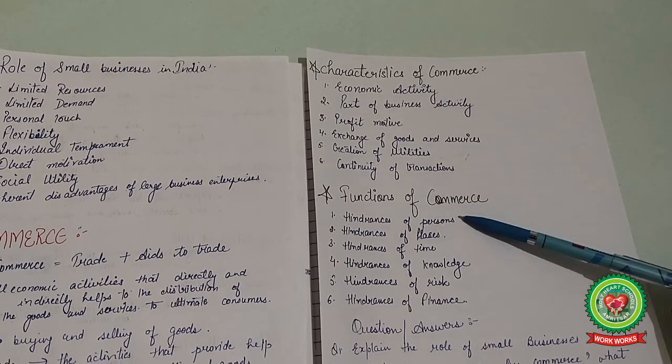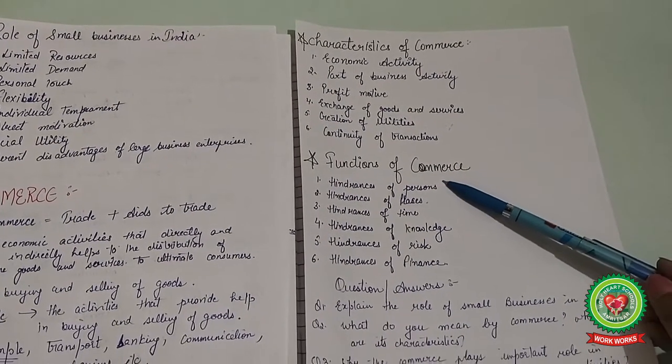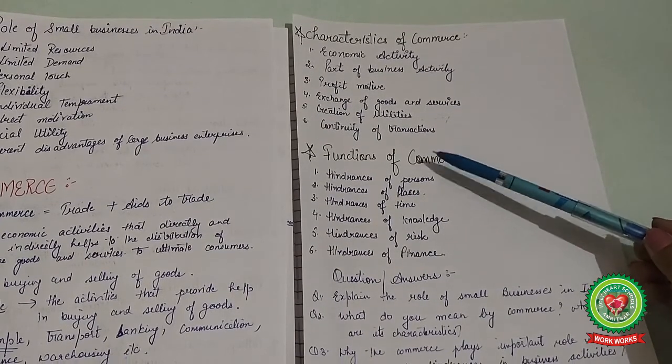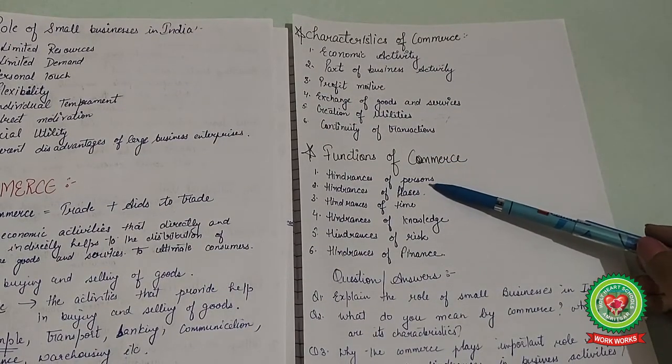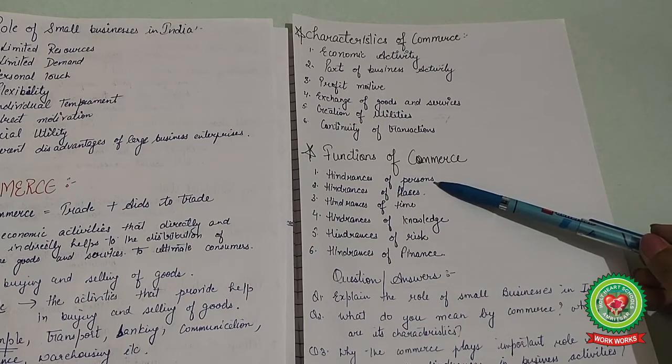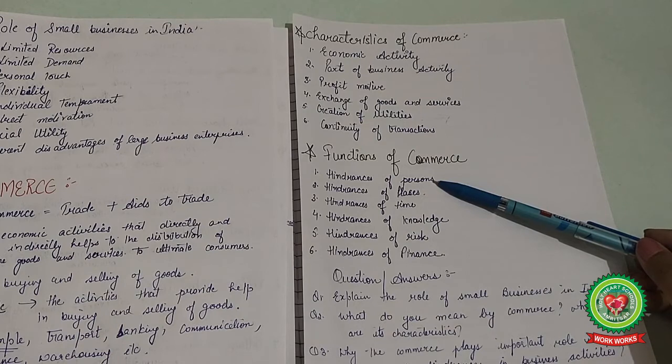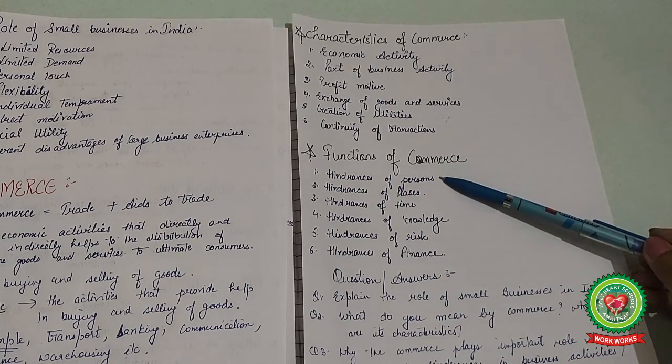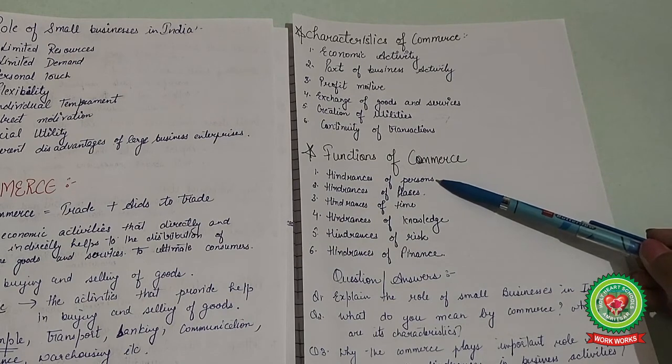Next one we have to discuss is the functions of commerce. What are the functions of commerce? First one is the hindrance of persons. Hindrance means interference. Interference of persons means that the persons are at distant places, not at the same place where the production and the consumption should be done. So to remove this hindrance, there is a person known as a middleman.